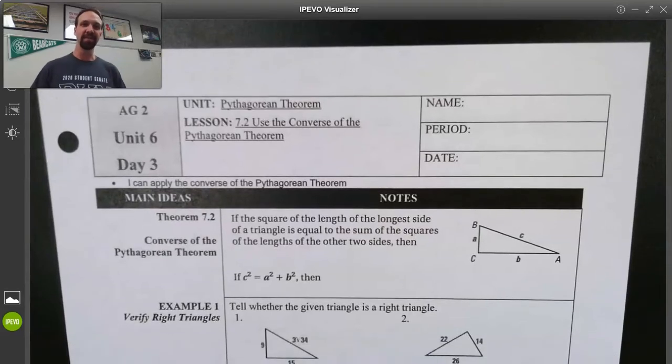Hi friends, welcome to the Unit 6 Day 3 notes. Today we're going to talk about the converse of the Pythagorean theorem.